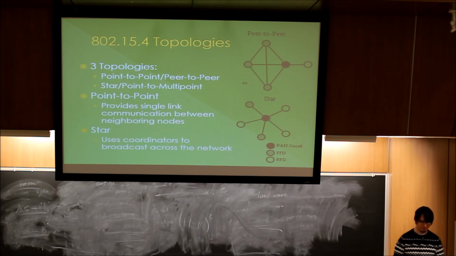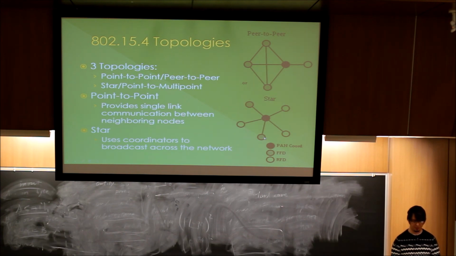So there's 3 different topologies listed in the XBee documentation, but there's essentially 2. You have point-to-point / peer-to-peer topology, where each node in the network can just sort of communicate with ones directly connected to it. And then you have star / point to multipoint.